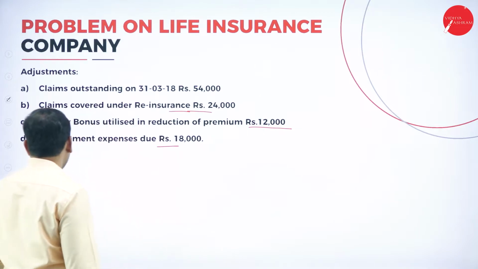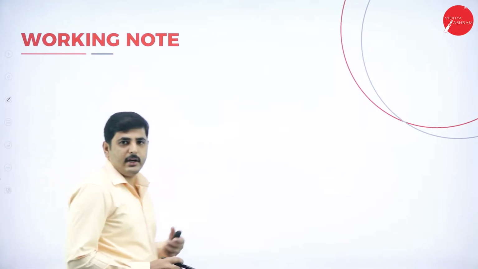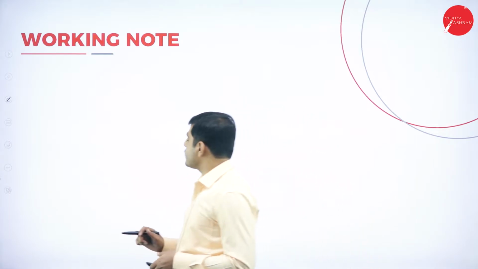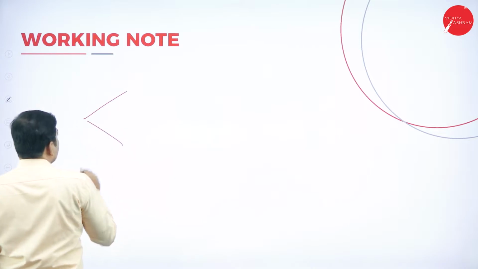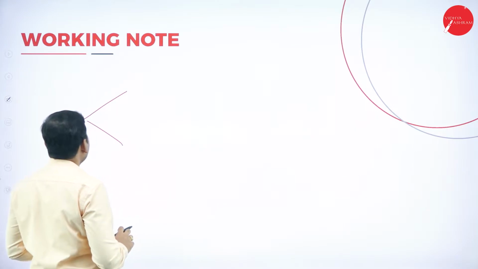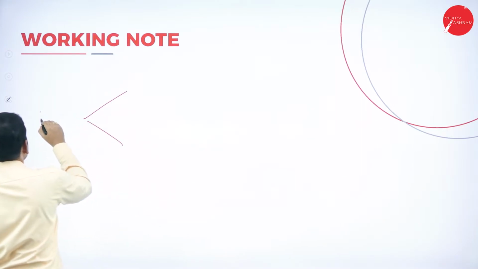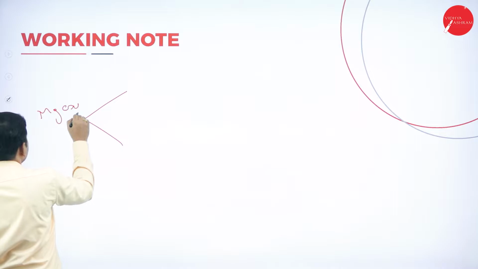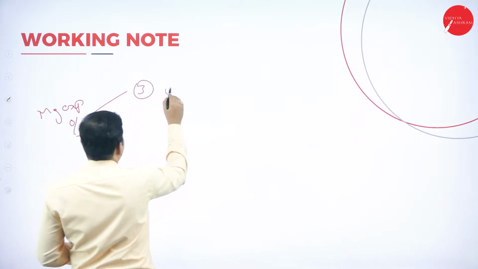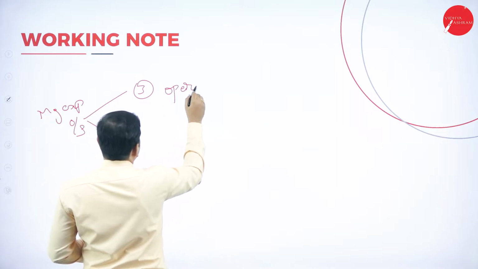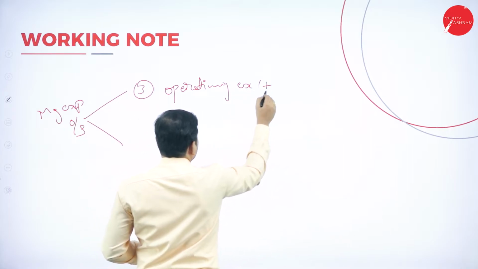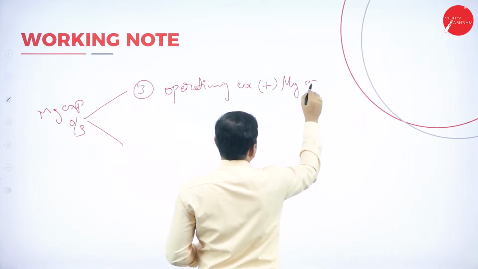Next adjustment is management expenses outstanding. So any outstanding goes to liability side of the balance sheet as a current liability. So first adjustment, under revenue account, we have to show it in the other or operating expenses. So management expenses outstanding, go to the schedule number 3, operating expenses. So add to management expenses.